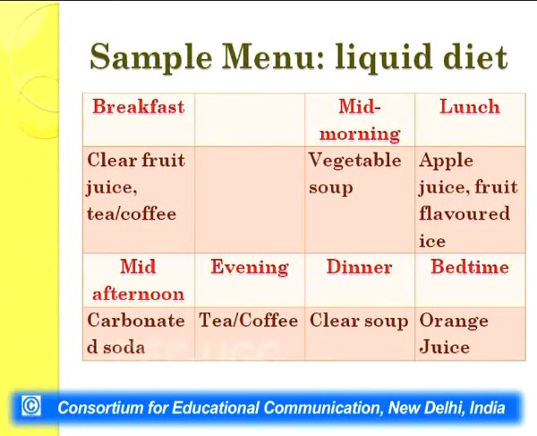The sample menu of a liquid diet could be, at breakfast, clear fruit juice, tea or coffee; mid-morning vegetable soup; lunch, apple juice and fruit flavored ice; mid-afternoon carbonated soda; evening tea or coffee with very little milk; dinner, clear soup; and bedtime orange juice. So you can see that all the menu includes mainly liquid, and also clear liquid.